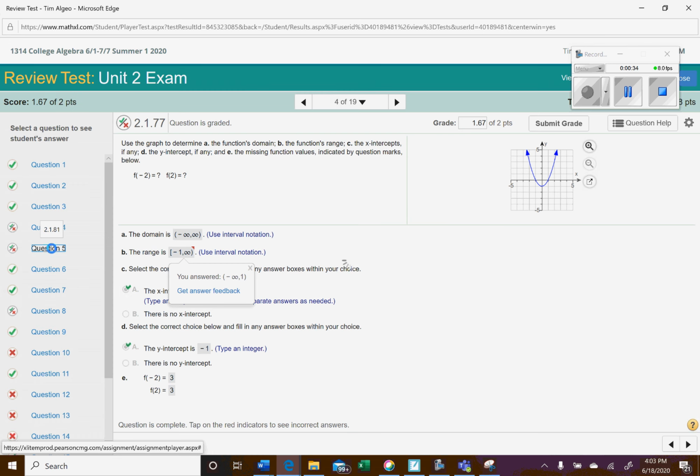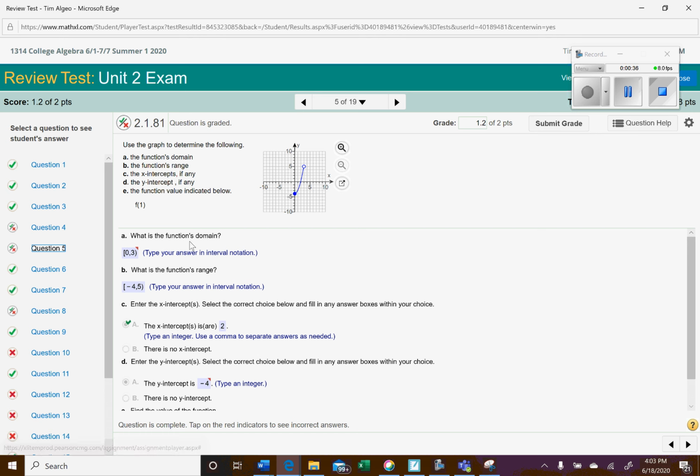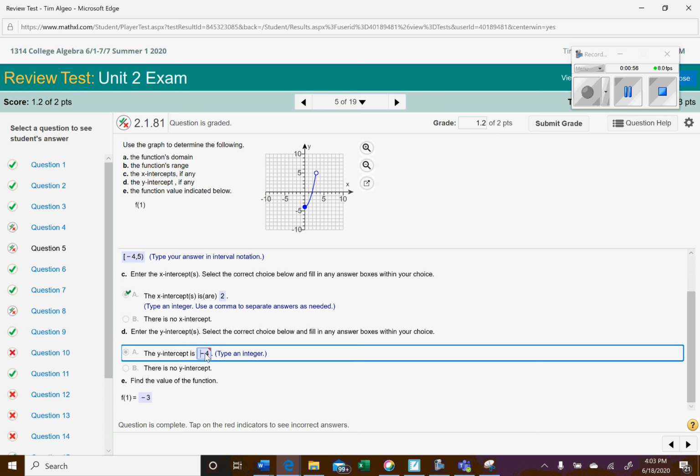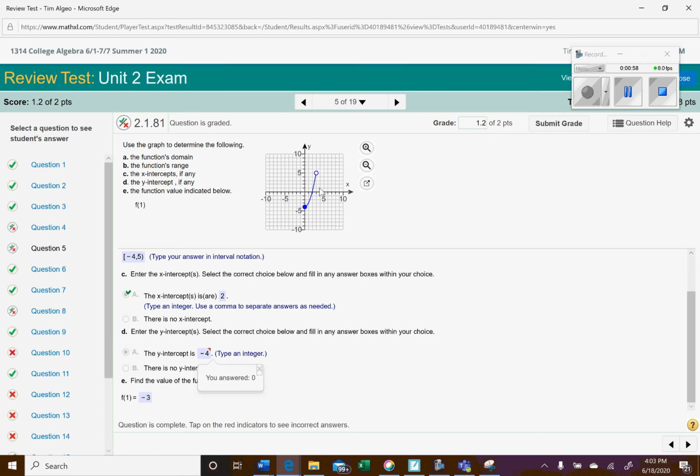Let's see, question 5. So the domain is from left to right. And so we're going from 0 to 3 right here. So you just want to go from left to right, so include 0, but not including 3. See, the y-intercept is at -4 right there. It hits the y-axis at -4.